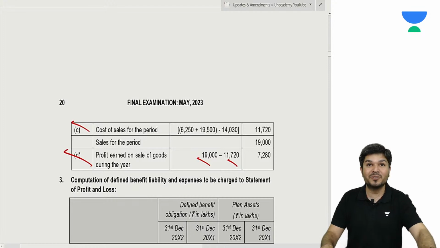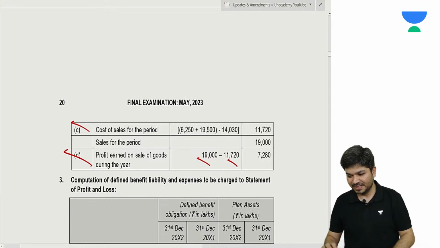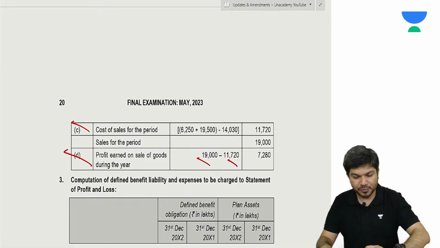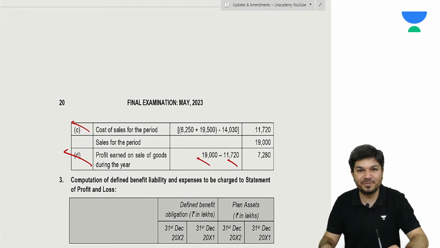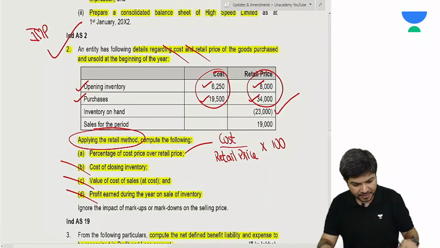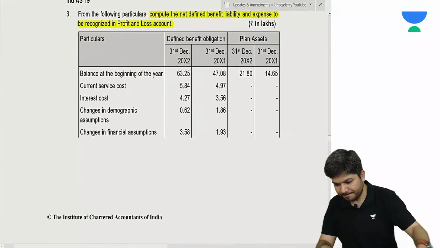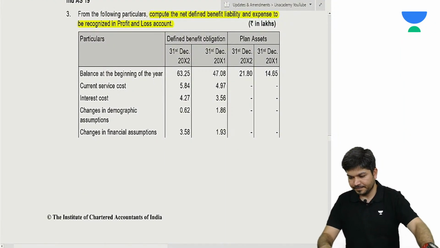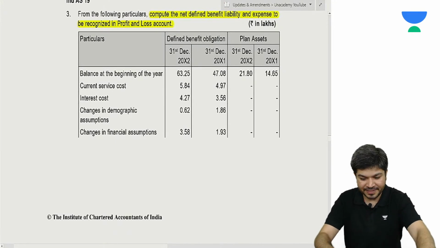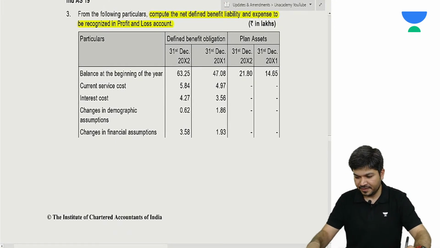Any doubts? Question number 2. I want quick replies, please. Thank you. Come to question number 3.